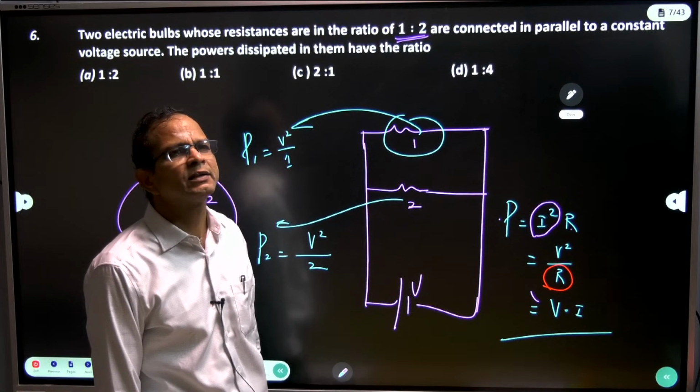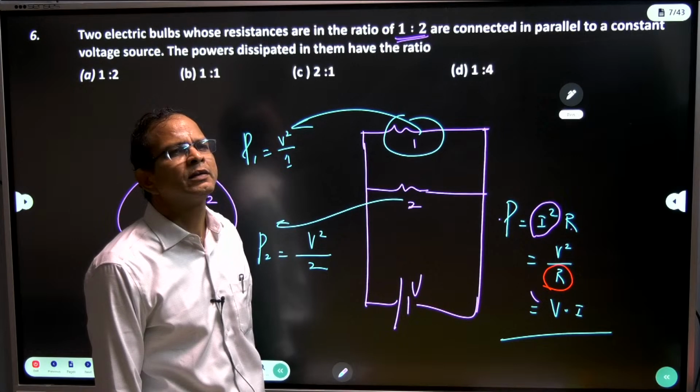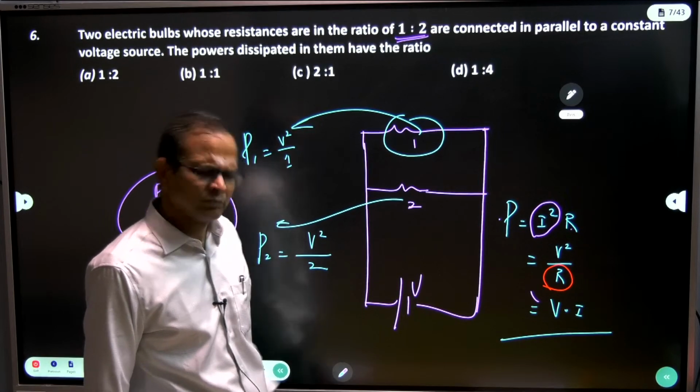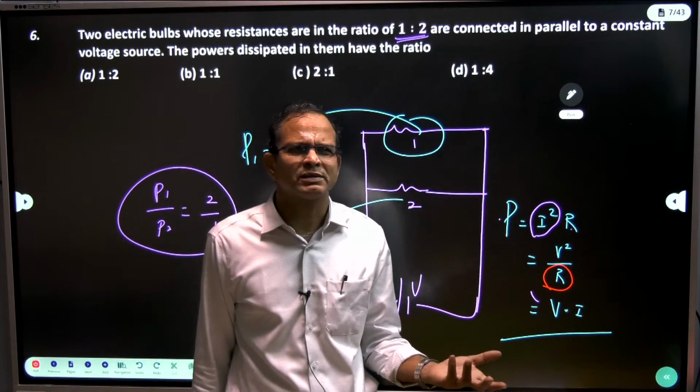Sorry, I am not getting it. If different resistors are connected in a circuit, how do you find the total power dissipated? You calculate net resistance, go ahead.